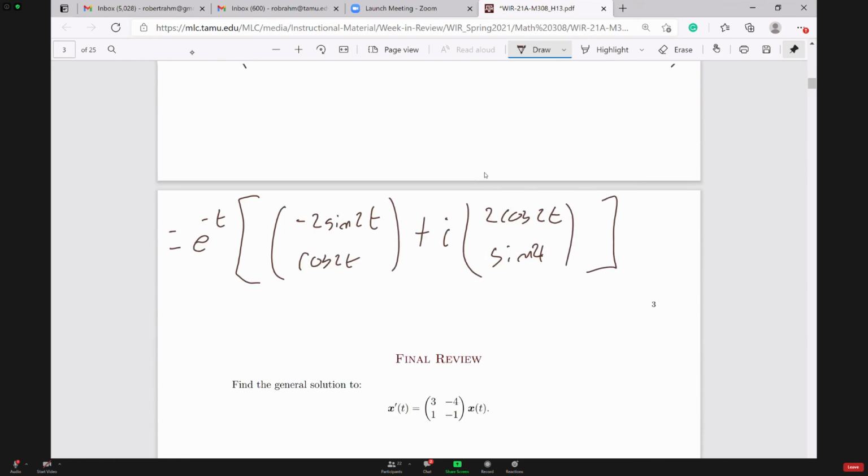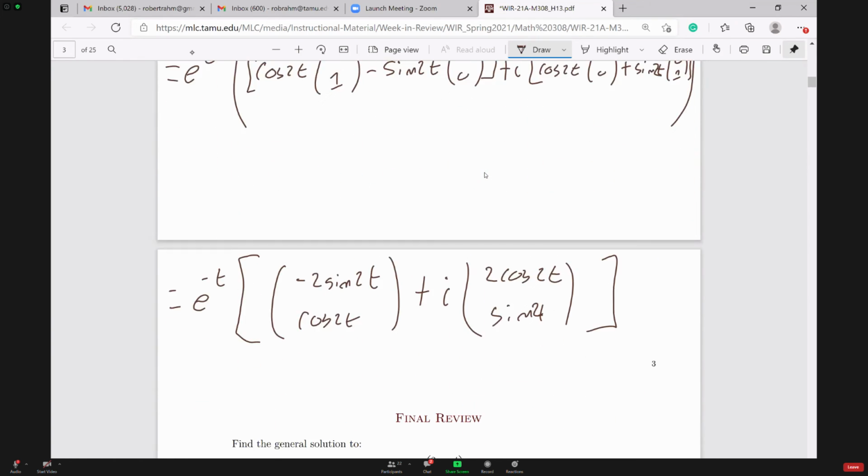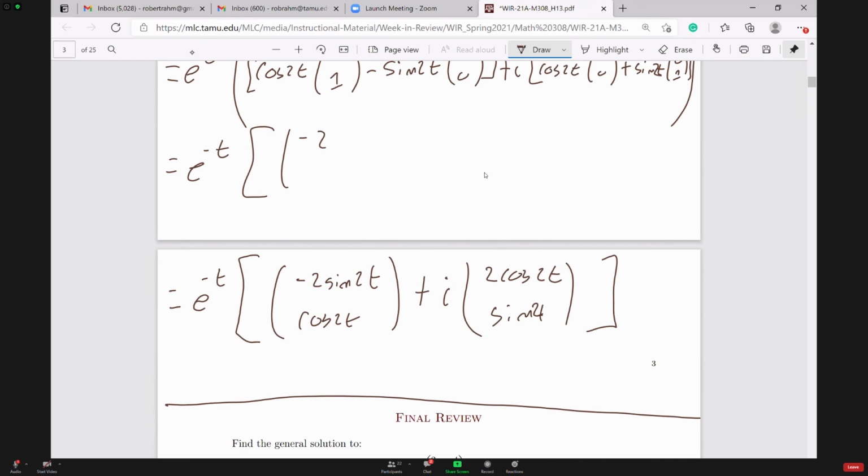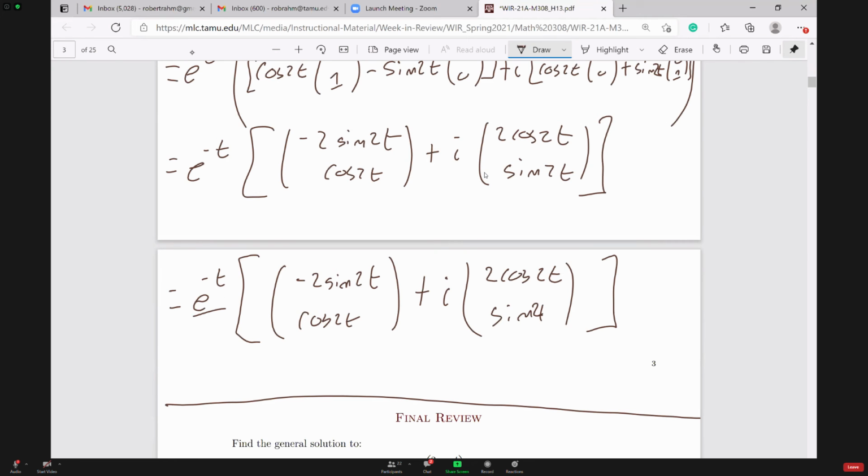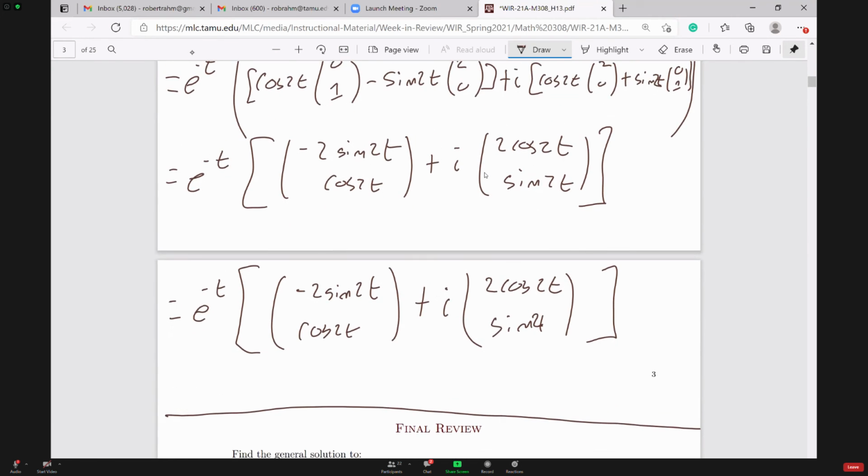Okay. Oh, shoot, I'm running out of room. Oh, I'm on the second page already. So I'm going to have to erase this, and well, I'll just keep it there. So hold on. Let me just copy what I wrote down, but up here. So this is e to the minus t times the vector minus 2 sine 2t, cosine 2t, plus i times the vector 2 cosine 2t, sine 2t. Okay, now it's easy to see what the real and imaginary parts are.